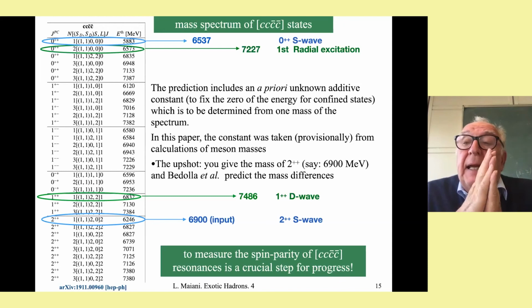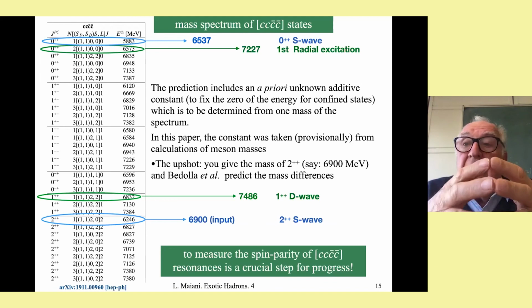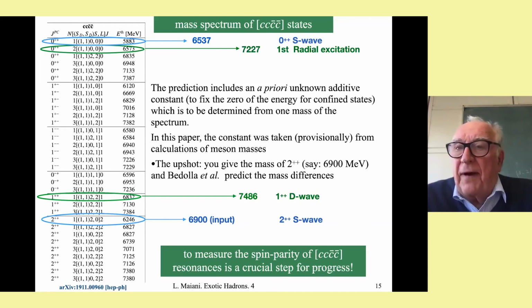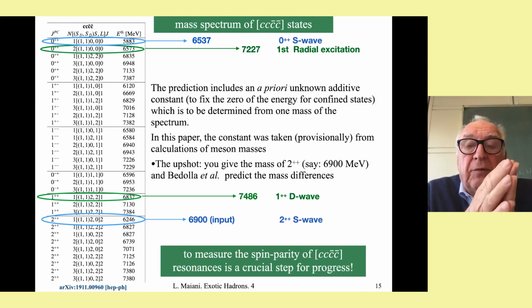But there is a delicate point here, because the potential is like the charmonium potential that acts between these quarks, but it is a confined potential. So you cannot define the zero of the potential when the particles are all far apart, because particles never go far apart. And so, like in charmonium, you have one a priori unknown additive constant that you will have to fix on the status of the one mass, and then all the others are given.